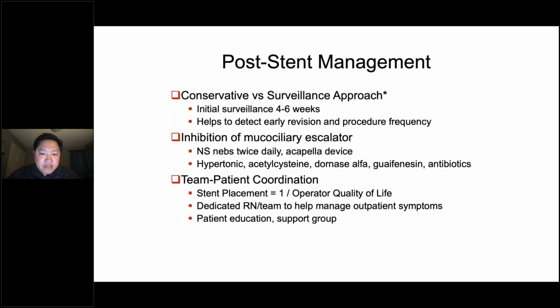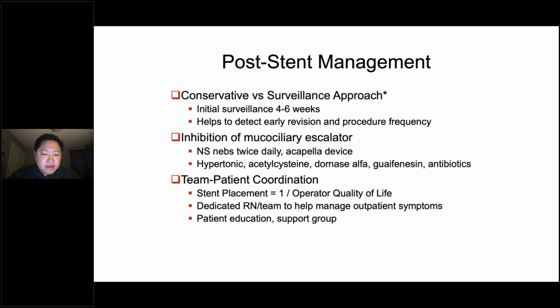which is a nebulizer and a flutter device. If they fail this, we've done hypertonic saline, Mucomyst, Dornase, guaifenesin, and antibiotics in extreme cases. In extreme cases, we give them a vest as well.